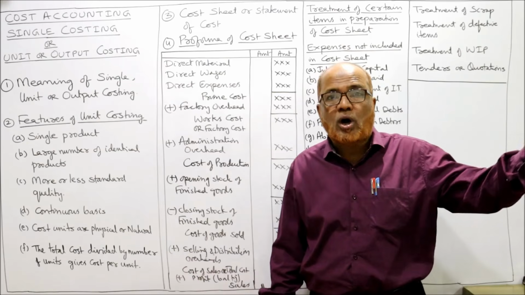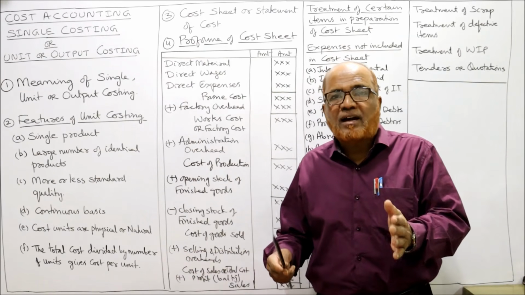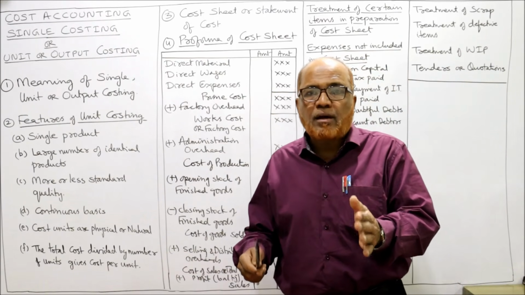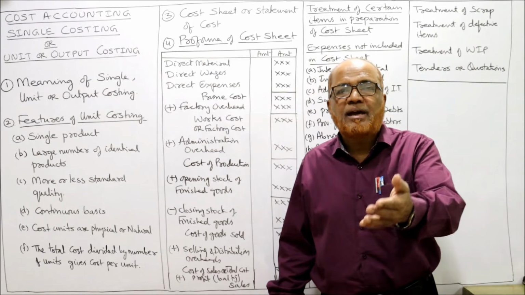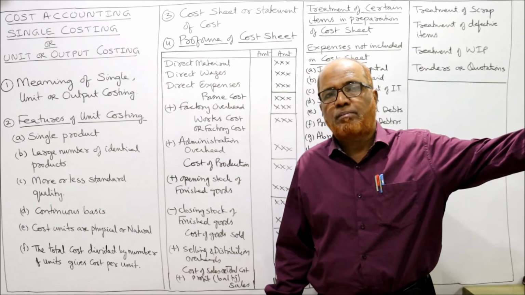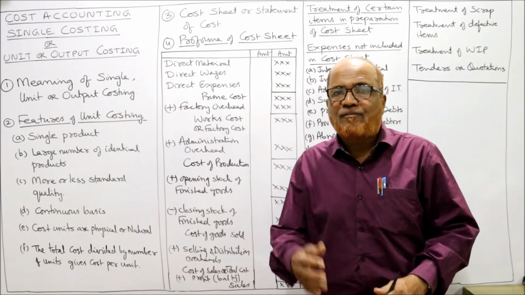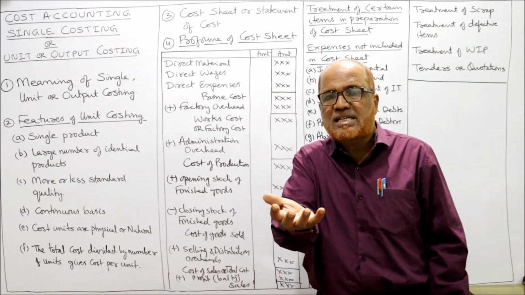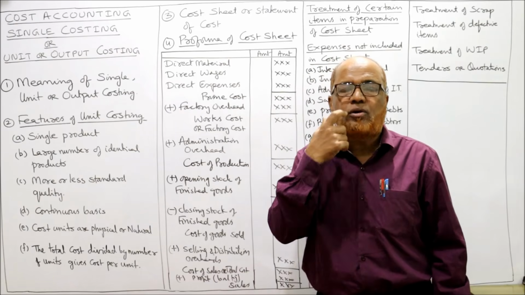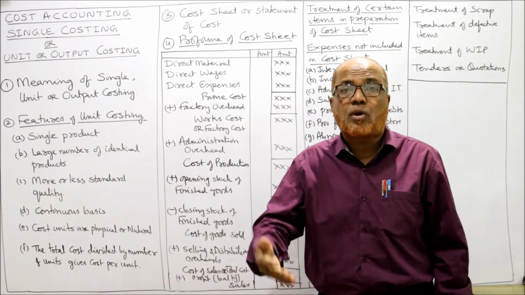So when the work manager wants material, he will make a requisition to the stores department. From the stores department material will come to the factory. Now once it comes to the factory, the material will not instantly be converted into finished goods. It will require some processing.